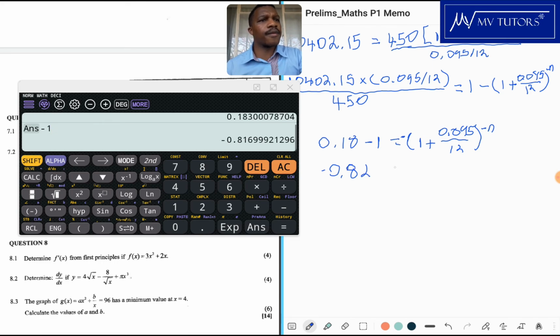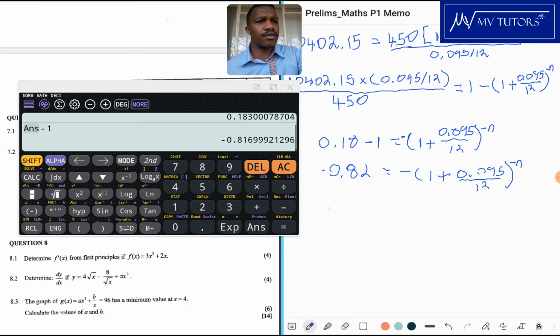I'm rounding off. Okay, that's equal to this whole thing. I don't want to rewrite it. So what I'm going to do now is rewrite it so that it looks much clearer. 0.95 divided by 12 to the power minus n. So now what can we do at this stage? If we want to solve for n, you need to remember your properties for logs.